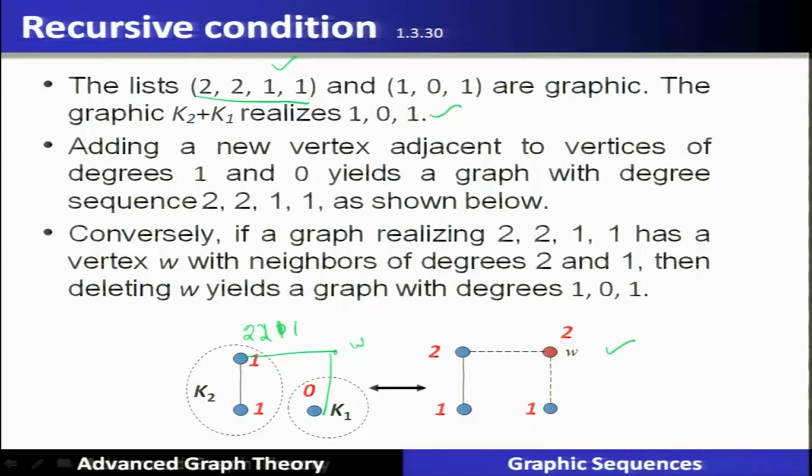So we have seen that, by recursive conditions, if one graphic sequence is given to us and we obtain another sequence from it by adding a vertex and the edges, and the result is another graphic sequence, this is a recursive way by which we can prove whether a particular sequence is a graphic sequence or not.